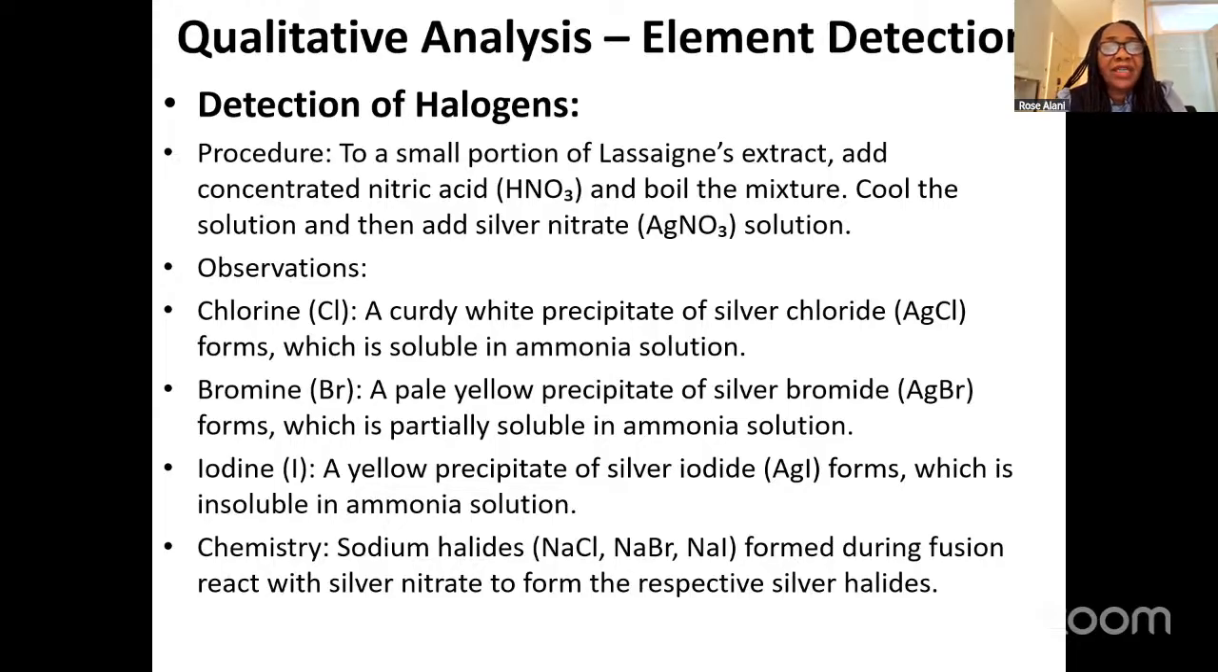But if we find a pale yellow precipitate of silver bromide that is partially soluble in ammonia solution, then that is bromine. If we observe a yellow precipitate of silver iodide that is insoluble in ammonia solution, then that is iodine. And the chemistry behind this is that sodium halides formed during fusion react with silver nitrate to form the respective silver halides.